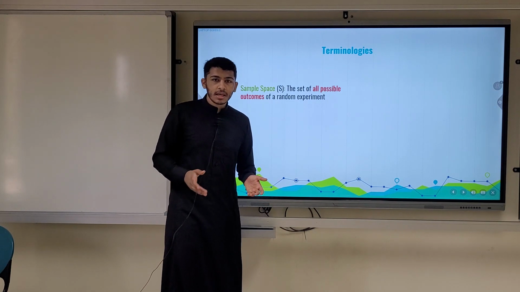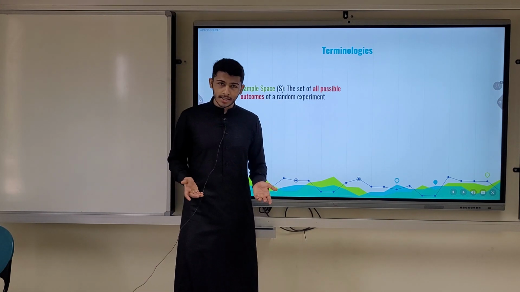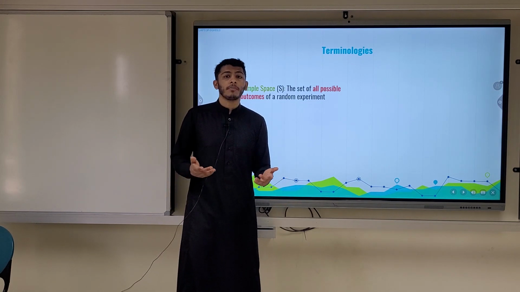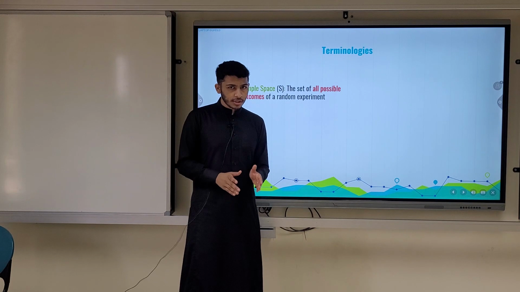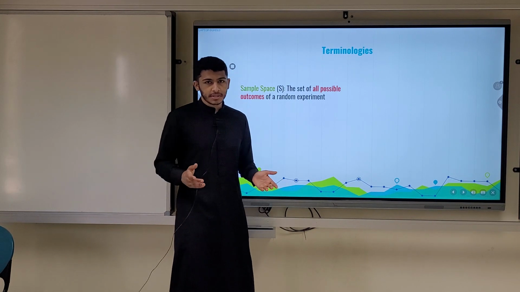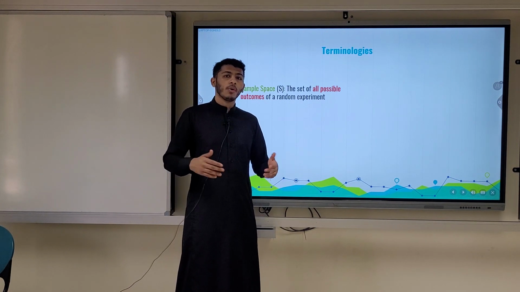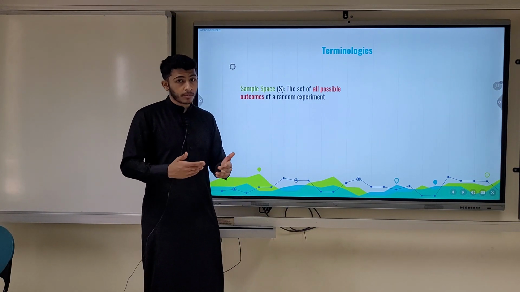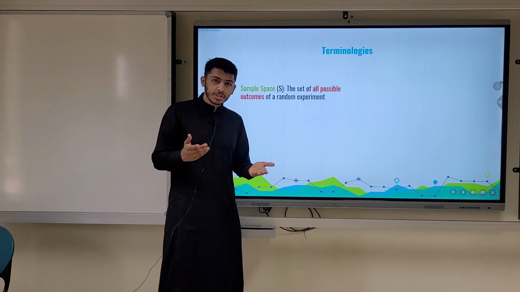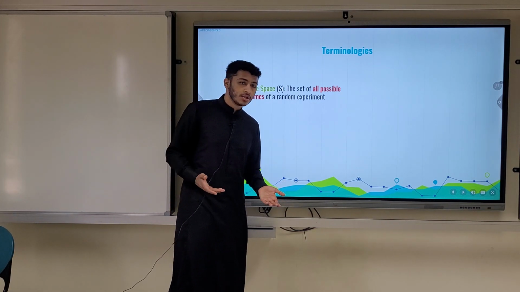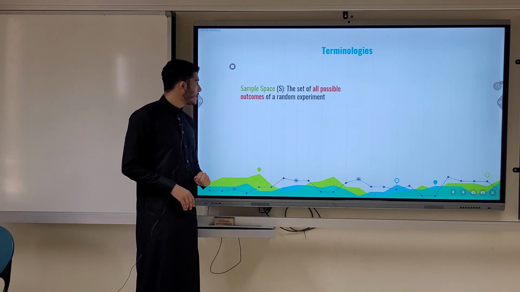What is an example of this? An example of this might be rolling a dice, throwing a coin, picking a random cube from a bag. All of these are considered to be random experiments. And the sample space for rolling the dice, for example, is all the possible outcomes that would come from rolling the dice, which is either you're going to get a 1, you're going to get a 2, 3, 4, up to 6. So this is the sample space and the random experiment.